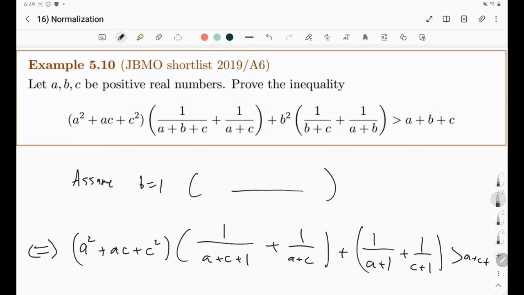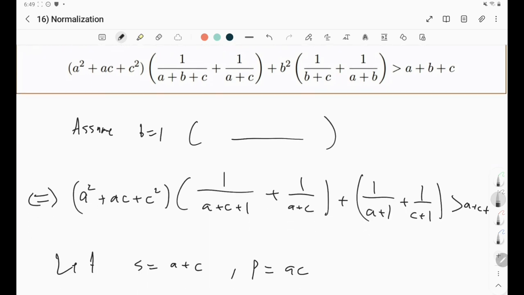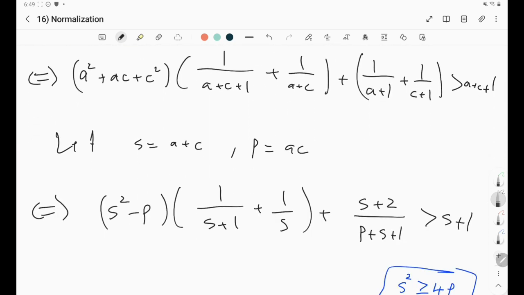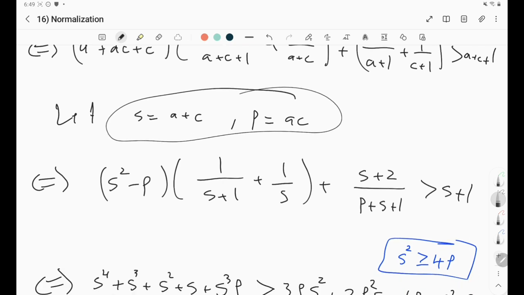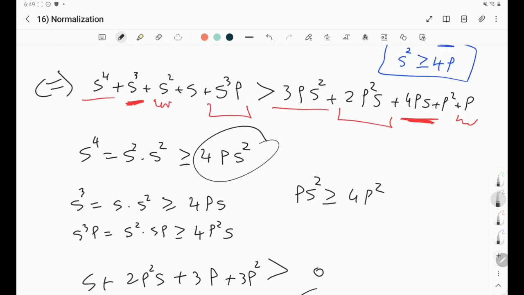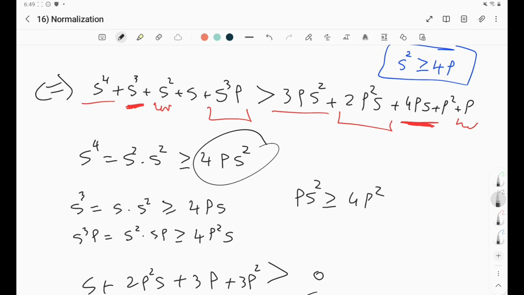So as you can see, the only thing we did here, we assumed b is 1, we normalized, and then we just used this idea, everything is symmetric, so work with these instead, and then we just expanded and applied simple AM-GM. Okay, so now let's move on to our next example.